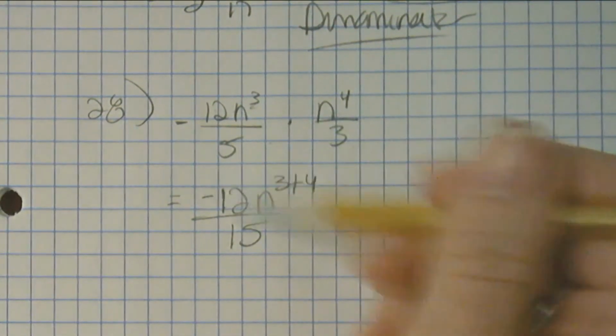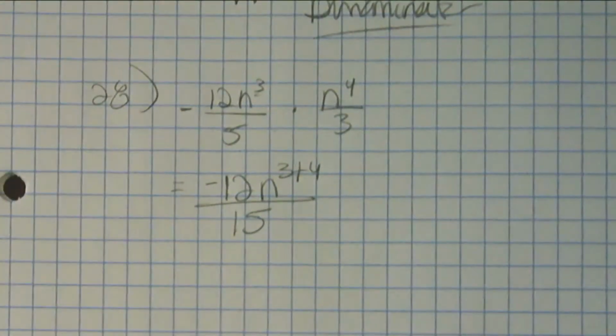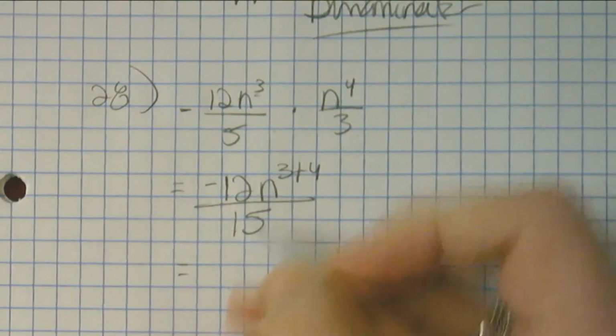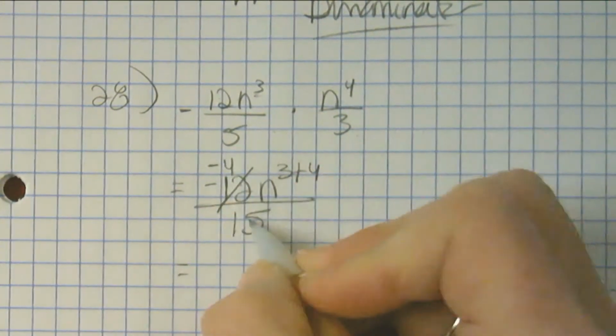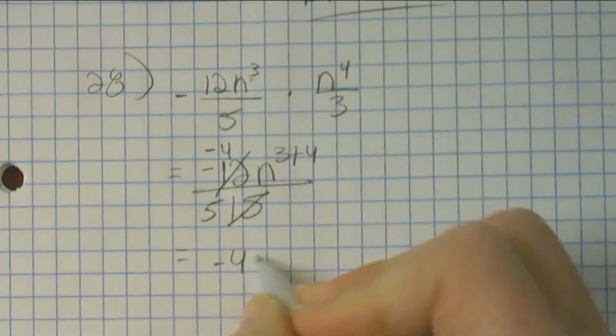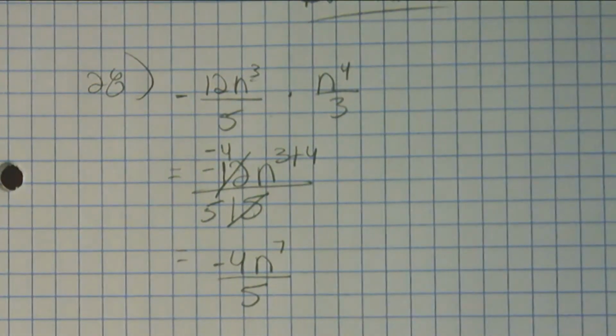All right, I'm just going to do it here between the 12 and the 15. It doesn't matter which one, which time you do it. So I'm going to divide out a common factor of 3 from both of these, so that negative 12 becomes a negative 4, the 15 becomes a 5. So I have negative 4 n to the 7th over 5. And I hope that was our answer.